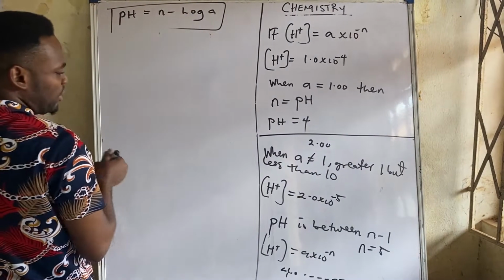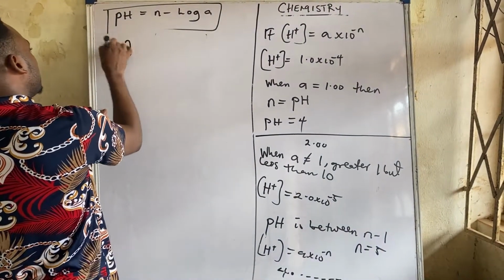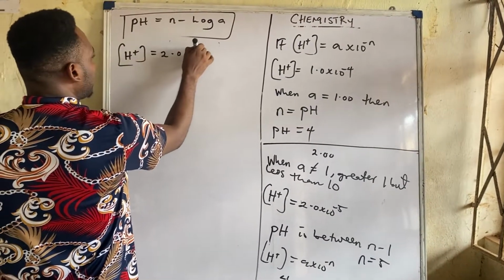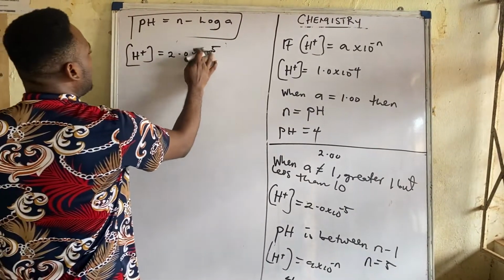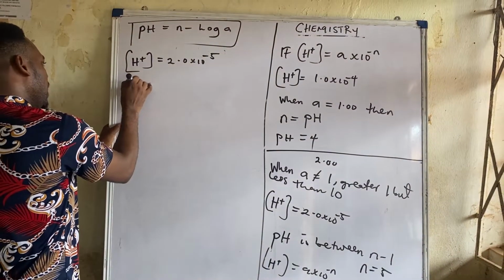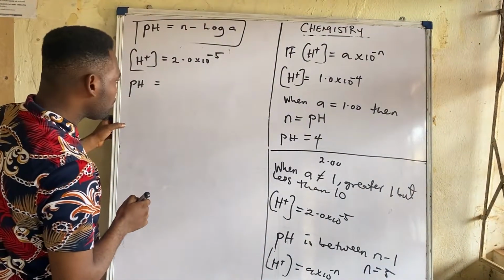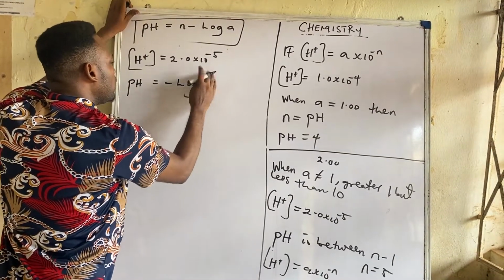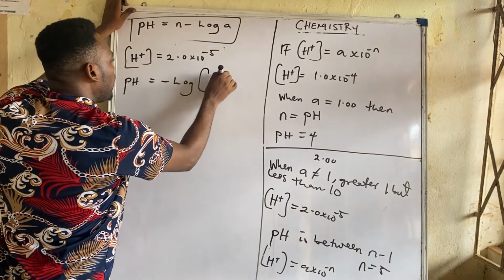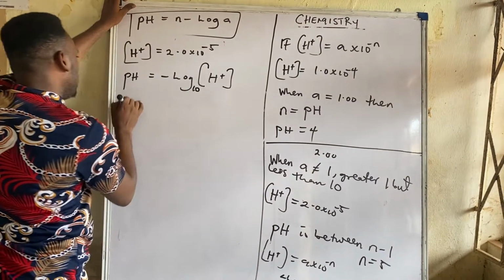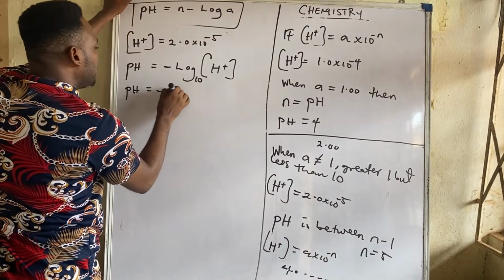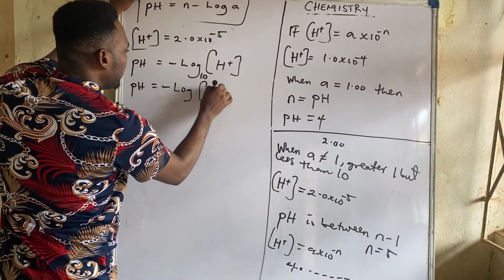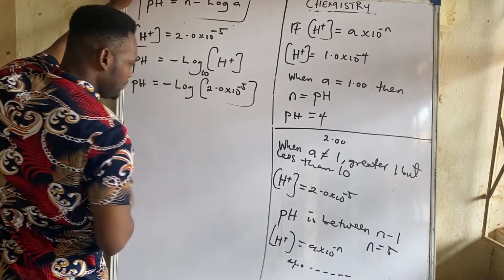By way of the normal method, what is my H plus concentration now? See it here. It is 2.0 times 10 to the power minus 5. How do I solve by the normal method? Of course, what's pH? pH is equal to negative log of H plus concentration, measured in moles per decimeter cubed. So what will it be now? pH will be equal to negative log of what? What's my H plus? 2.0 times 10 to the power minus 5.